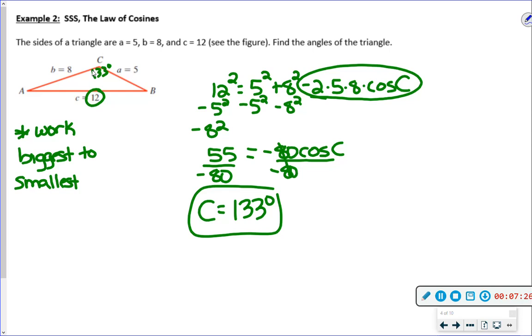So I'm going to do sine of my angle, my 133, over its opposite side. Now, remember, we want to work in a specific order to make sure the triangle stays proportionate. I want to work biggest to smallest. So I'm like, okay, 8's the next guy. So I'm going to do sine of B over 8. And again, you could have done law of cosines on it. It doesn't matter. You'll get the same answer. Figure out what B is. Round to the whole. I did them all to the whole.